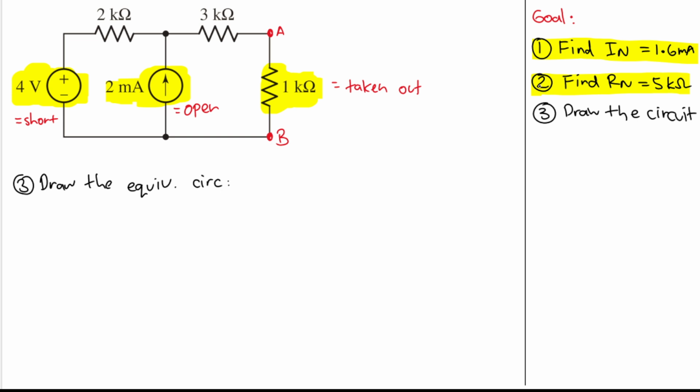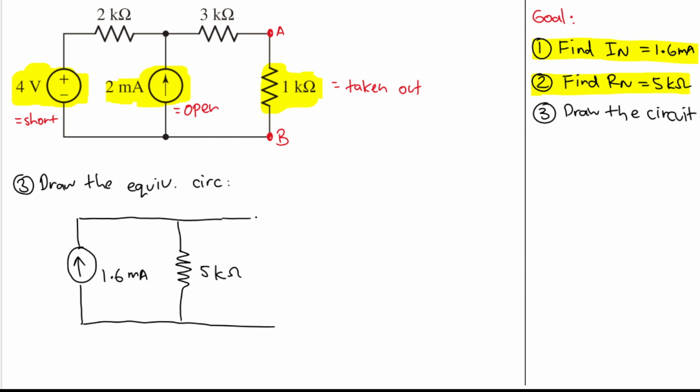And how to do that? Remember that we have IN is 1.6 milliampere. So we draw it first. So we will have 1.6, and the unit will be in milliampere. But then that is in parallel with Rn. So we will have this one here in parallel with Rn. And what is the value of Rn? That will be 5 kilo. Good.